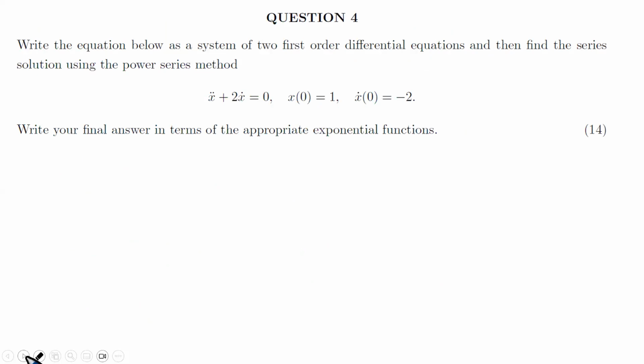Now we continue to solve more problems. Here is another type of problem that we need to solve: write the equation below as a system of two first order differential equations and then find the series solution using the power series method. Now let's look at this carefully and see how we can solve this particular problem and what we can make as the answer.